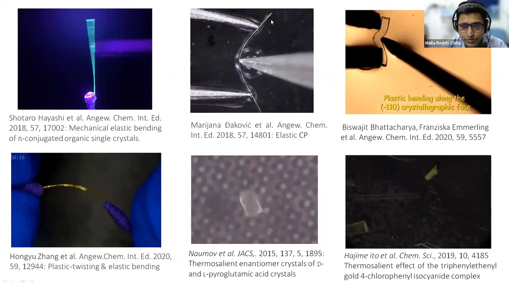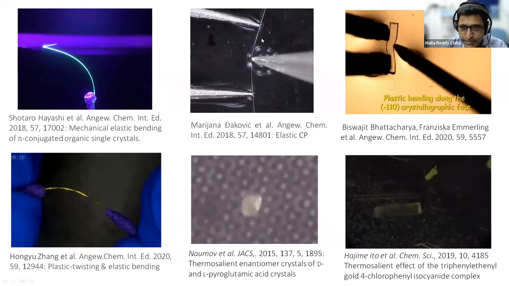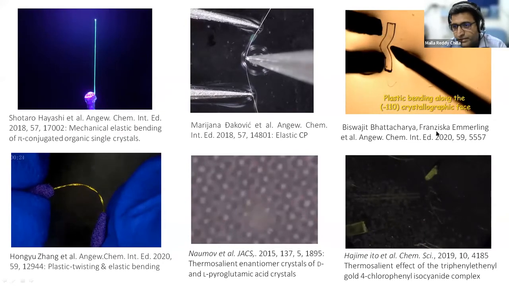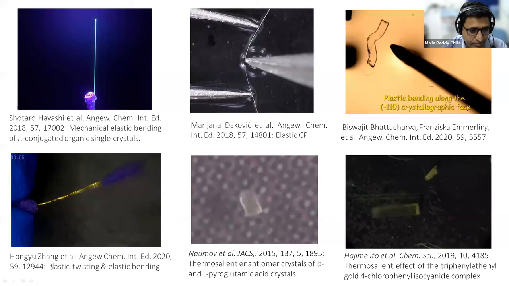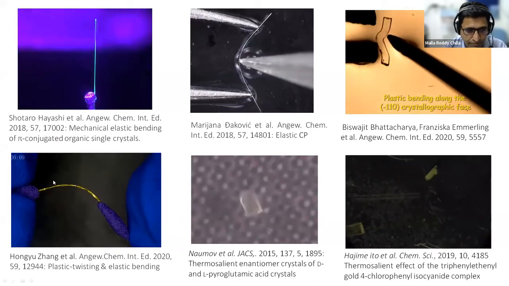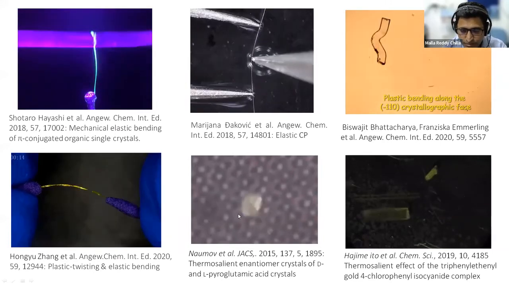And then you have metal organic crystal coordination complex here, the crystal of coordination complex from Mariana, and this is from Francisca. And then there are other people like Zhang, and he has shown that you can even twist the crystals, and you can also have elastic bending.